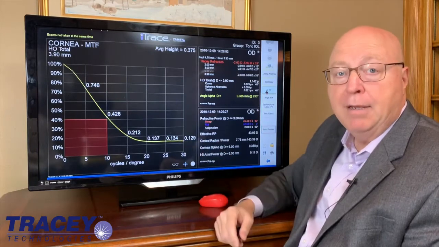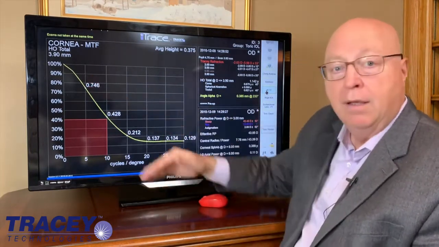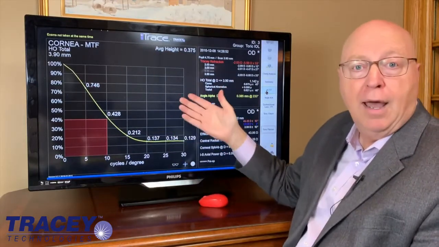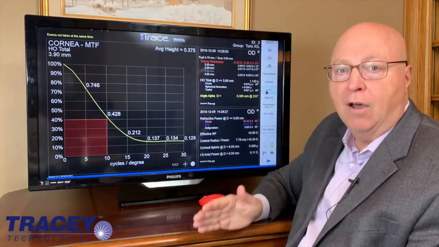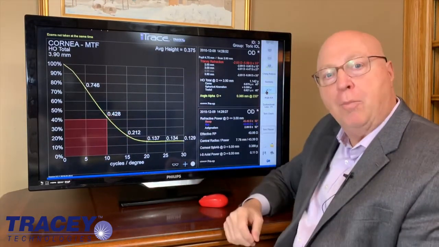There's a lot to learn about the MTF, and certainly when you look at the iTrace, you can see an MTF for the cornea, for the internal, and for the total eye. And your goal is always to get the total eye where this curve is not in that box. I hope that makes sense.